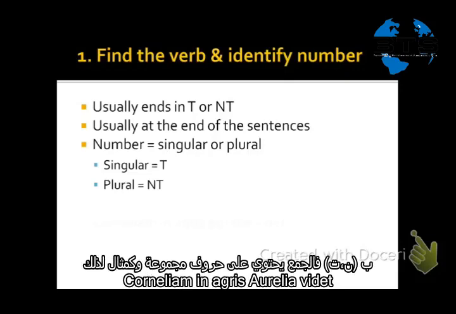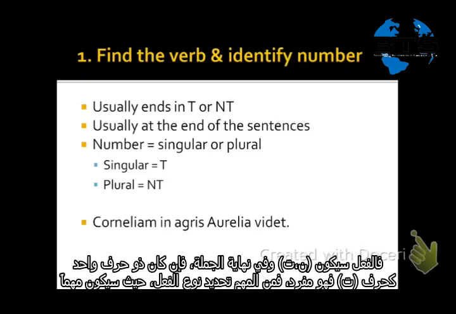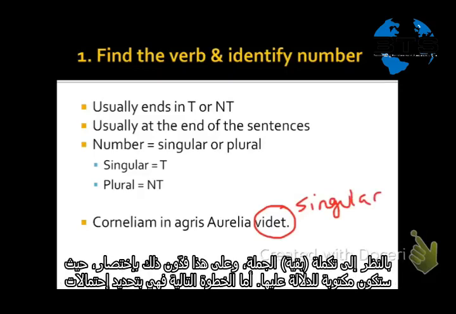So for an example sentence, Corneliam in agris Aurelia videt, our verb is going to be ending in T and at the end of the sentence, videt, right? And so since it ends in T, it is singular. It's important to identify the number of the verb because it could be rather important when you're looking at the rest of the sentence, and good to just jot it down so you have that already written down to refer to.